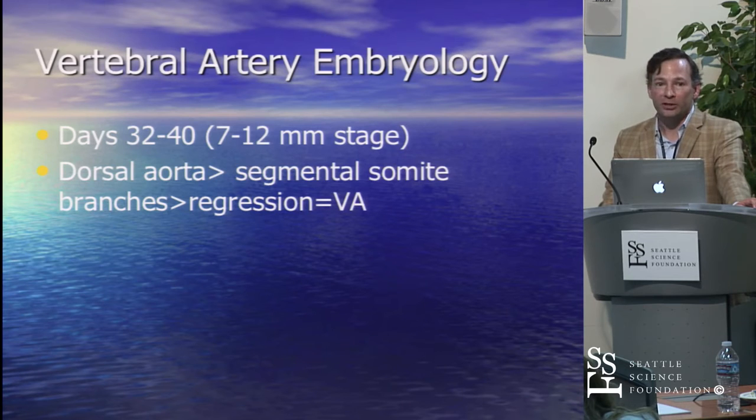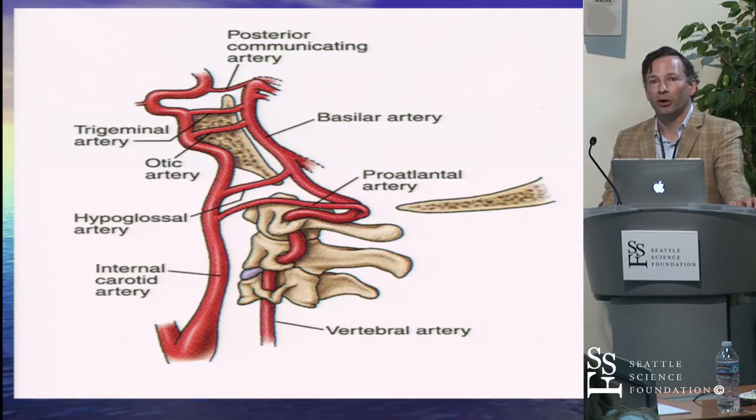Main player as far as arteries in the craniocervical region, the vertebral artery is number one. If you remember from your embryology of this region, this begins as a branch of the dorsal aorta. There are segmental branches that come off and run in the horizontal plane, and then with regression, small linking vessels between the vertebral and the segmental branches form what we call the adult vertebral artery. You can have some of those linkages that maintain themselves into the adult.